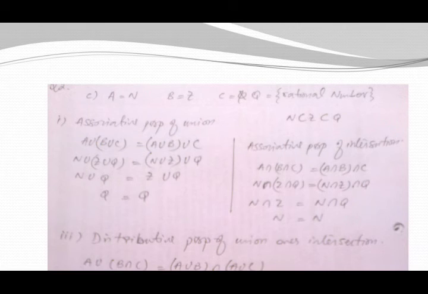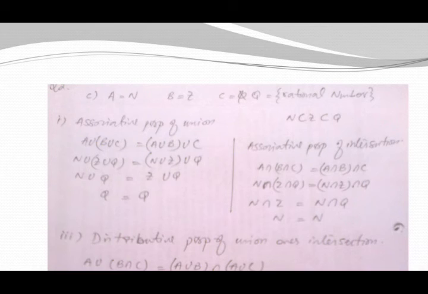In this part, A is natural numbers, B is integers, and C is rational numbers. They form a sequence. N is a subset of integers, and Z is a subset of Q. It means if you find their union, the greater set is the answer, and now you are in the first part.